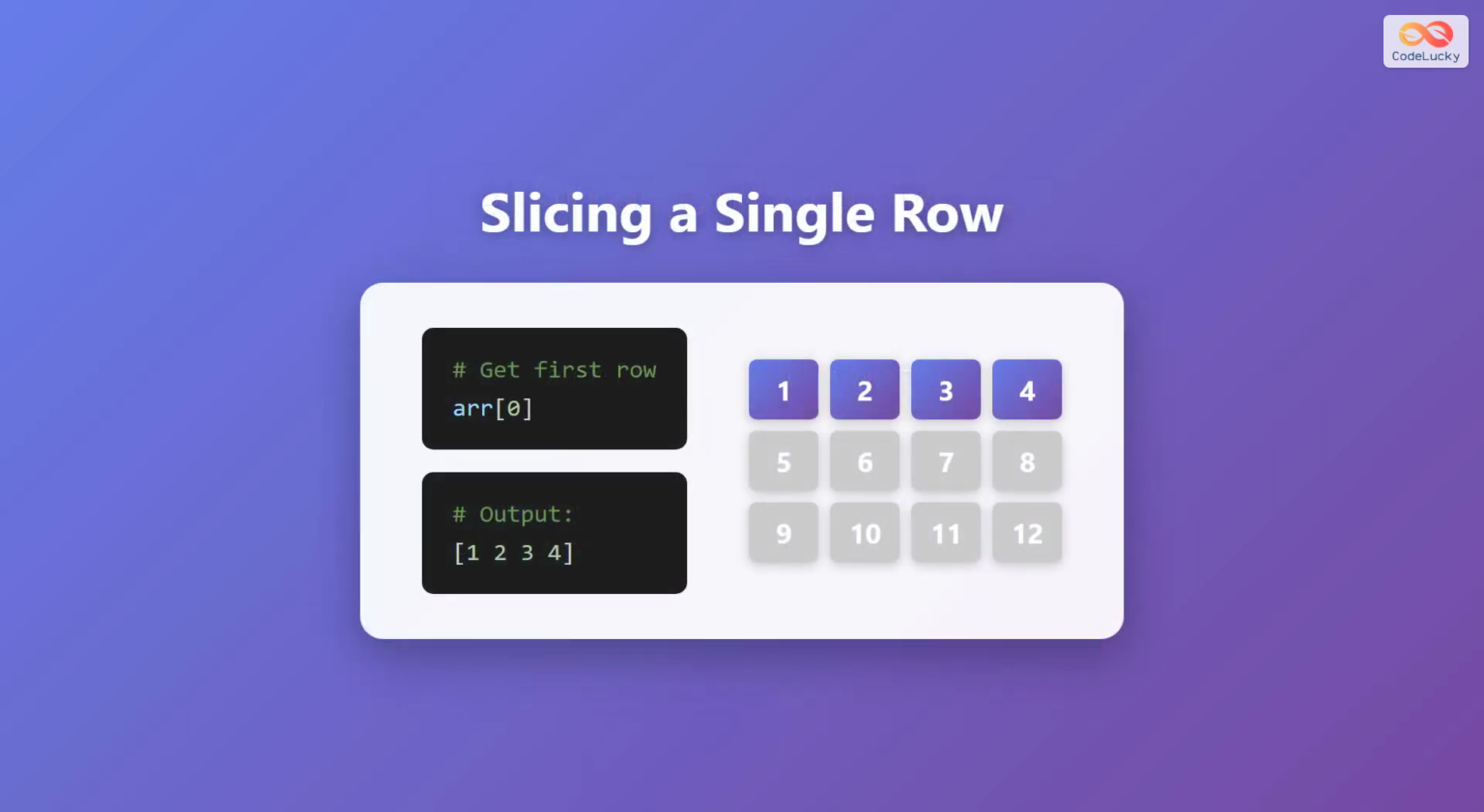Let's start with the simplest case, extracting a single row. To get the first row, we write arr in square brackets, followed by 0. Remember, Python uses zero-based indexing, so the first row is at index 0. This returns a one-dimensional array containing 1, 2, 3, 4. Notice that when you select a single row, you get all the columns from that row by default. This is a quick way to extract an entire row from your two-dimensional array.